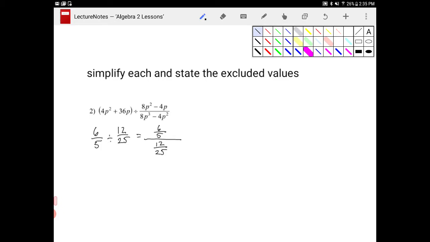Whenever we're dividing fractions, this is equivalent to multiplying by the reciprocal of the denominator. So this is the same thing as 6/5 times 25/12. Instead of multiplying across, we want to see whether the denominator and numerator share any common factors, and indeed they do. 5 and 25 cancel, 25 becomes a 5. And 6 and 12 cancel, and this becomes a 2. So this becomes simply 5/2.